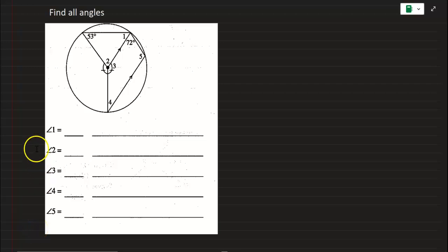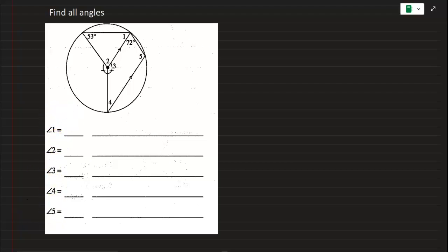Let's look at this question. Find all angles in this diagram. We have a circle and a number of angles in here that are given to us, as well as a number of angles that are not given to us, and we have to find them. All right, let's get started.